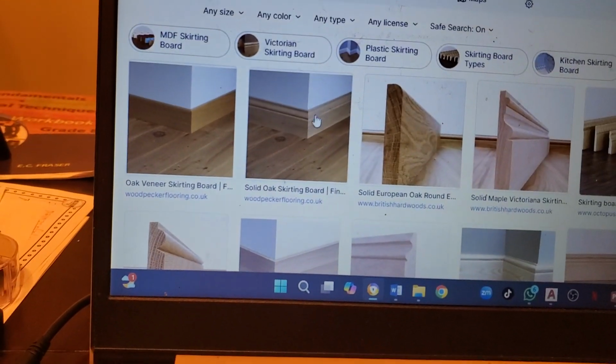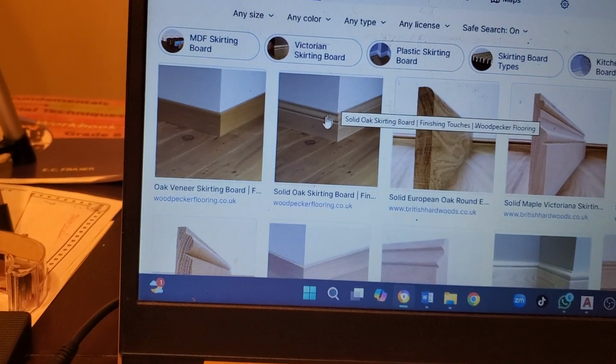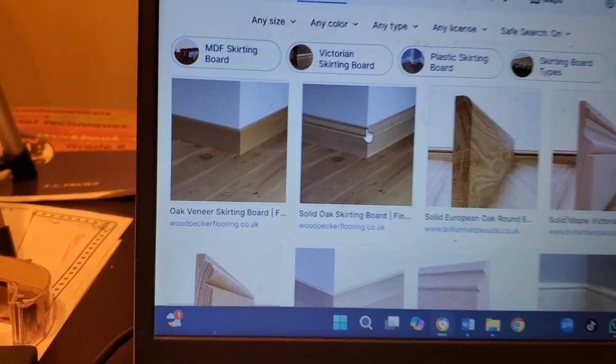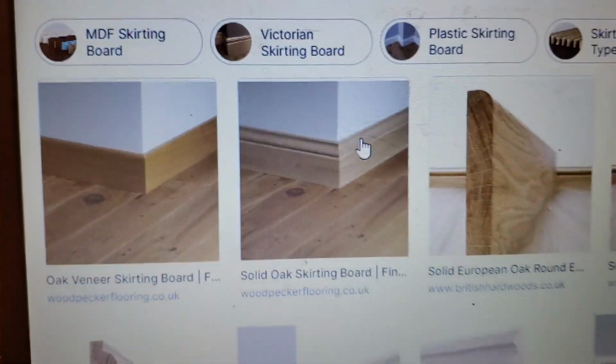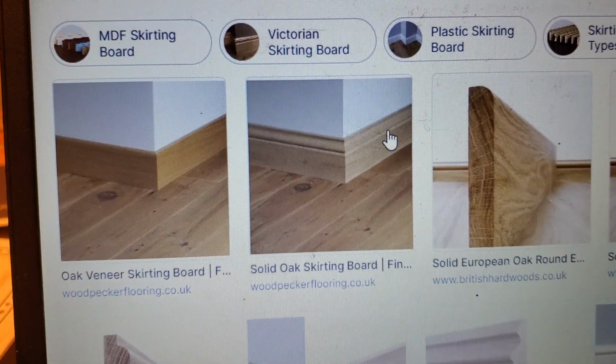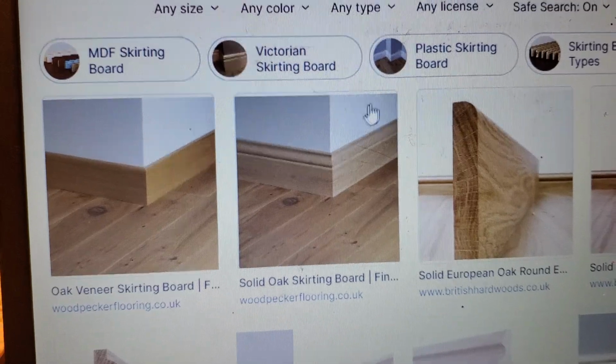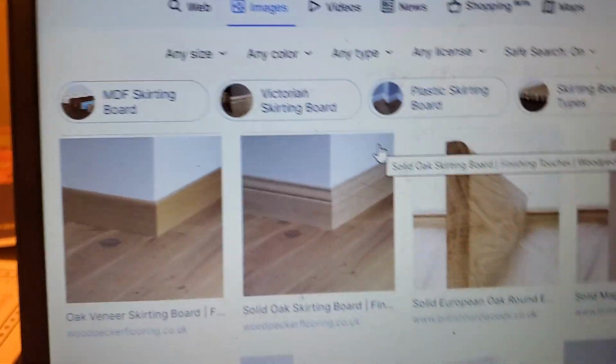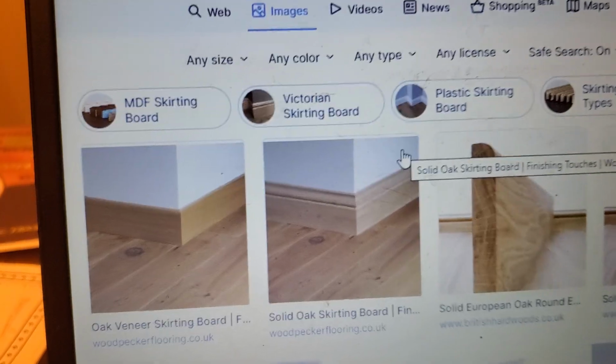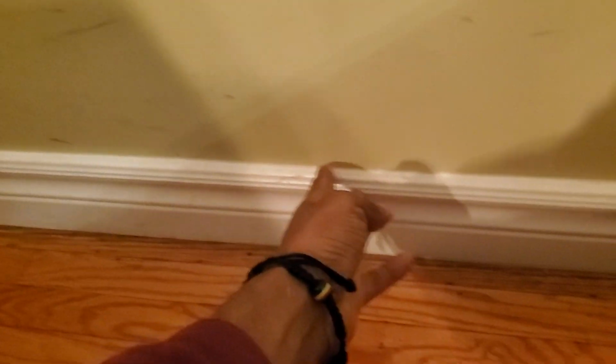I think it's important that I show you some pictures of what skirting is. Skirting is basically a piece of board that is placed at the base of a wall in most houses. So this is a skirting. This is a skirting right here. This is sheetrock. This is the board that is placed at the base of the sheetrock right there.